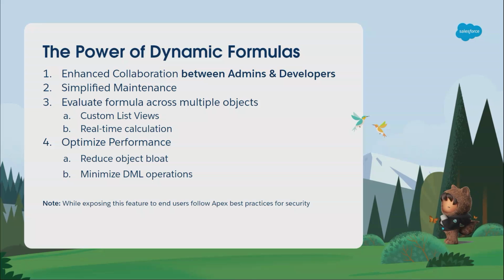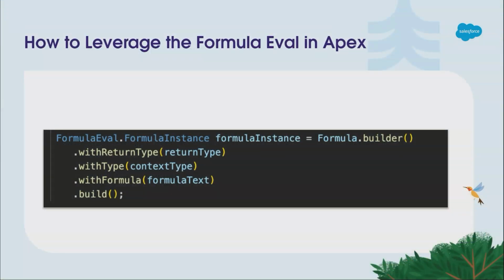Yeah, so let's look at something that all developers like the most, how to actually use that, right? It's very simple. We're going to make use of the FormulaInstance class inside the FormulaEval namespace. Then we are using the existing Formula class and using the builder method to retrieve the formula instance. And the secret sauce is happening in the back end, and the only thing we have to do is provide the parameters. And they're very simple ones. The return type of our formula expression, like a string or Boolean type, our object type, for example, Account, and the formula expression.